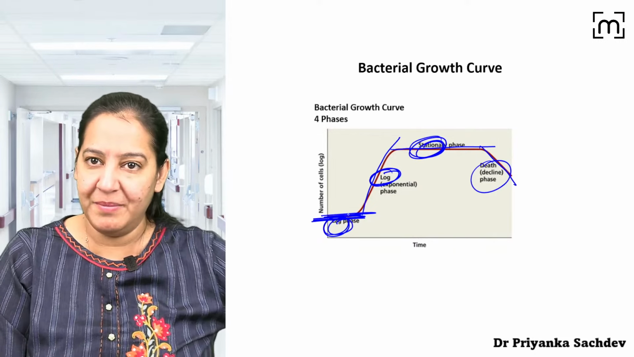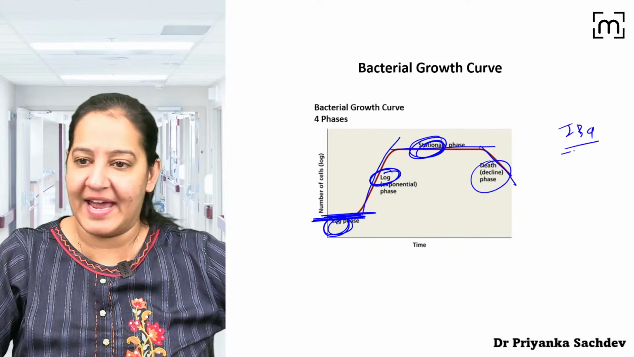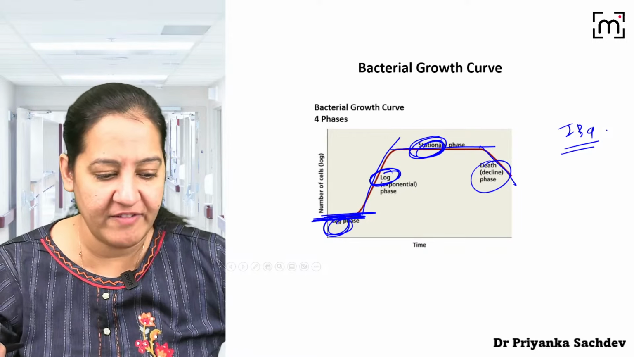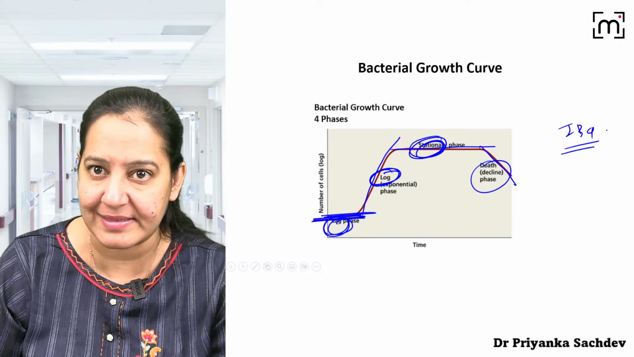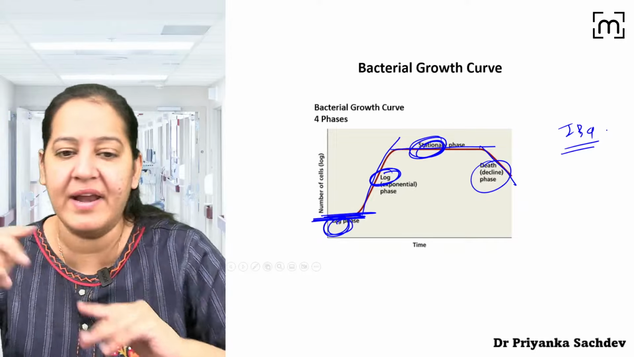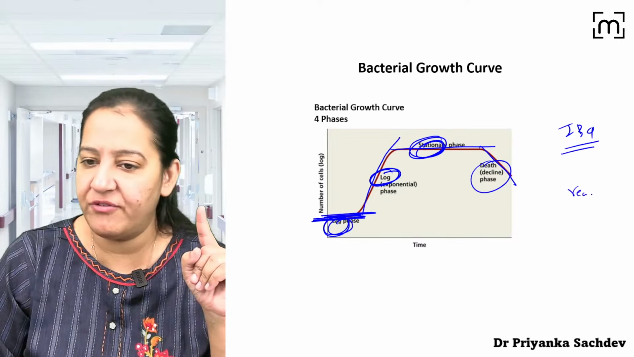Give me a thumbs up, everyone. So, first of all, an image-based question can come and they can ask you to mark the 4 phases. Now, if you have understood it clearly, you can mark them. Have you got it? The 4 phases are lag, log, stationary, decline. You can name them. IBQ can come. Number 2, they can ask the reason for each and every phase.